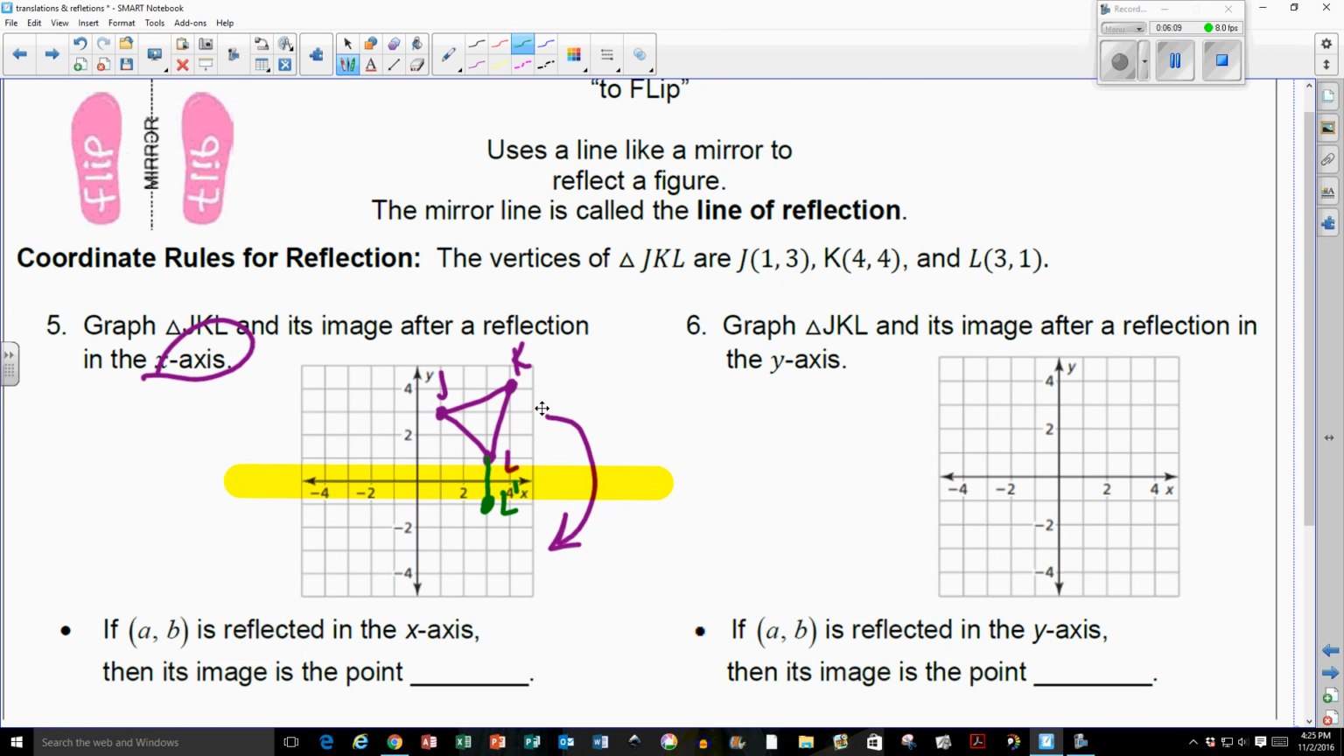So notice if I keep up with this, L prime is located at 1, 2, 3, negative 1. So (3, -1). Well, if you compare it to the original, notice the only thing that changed was the y value.